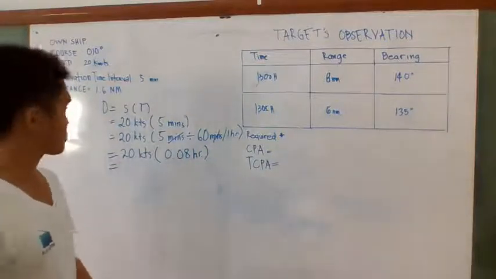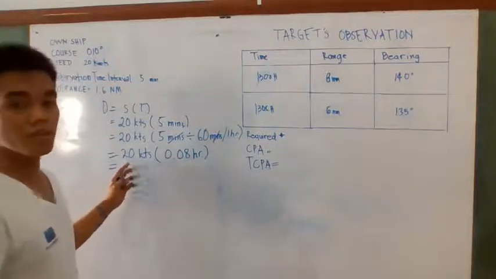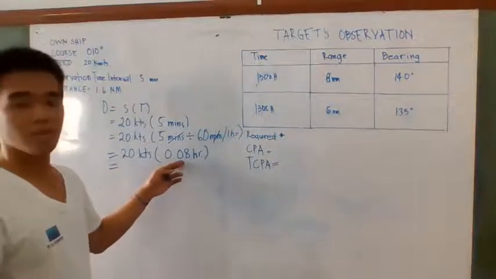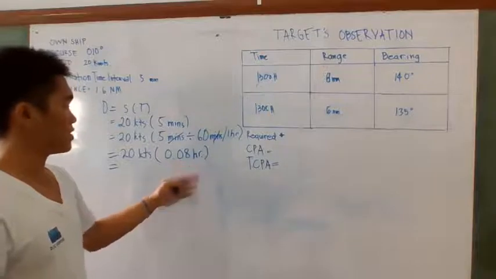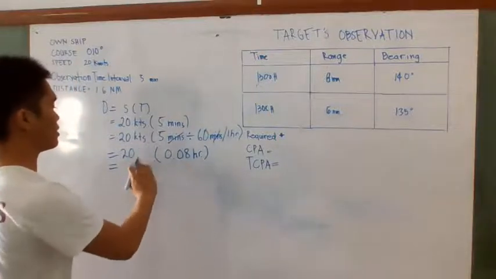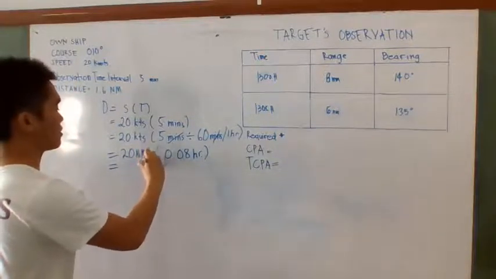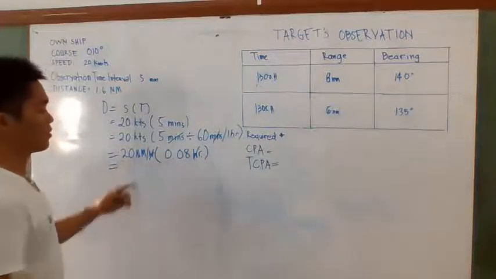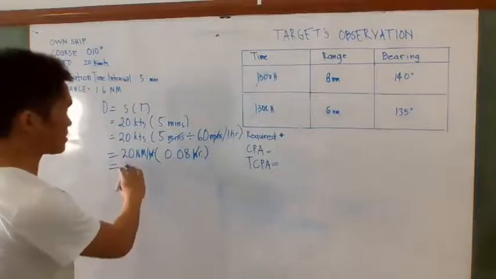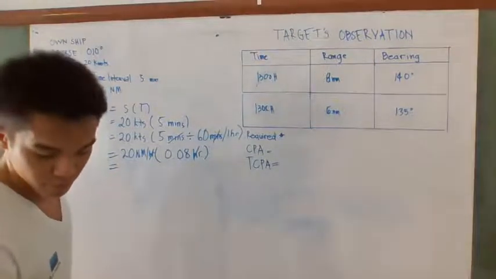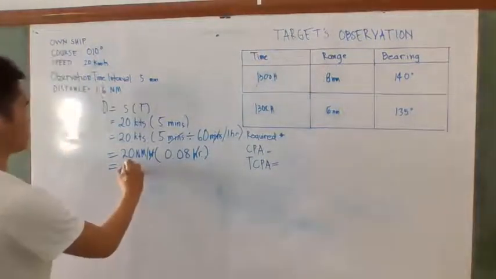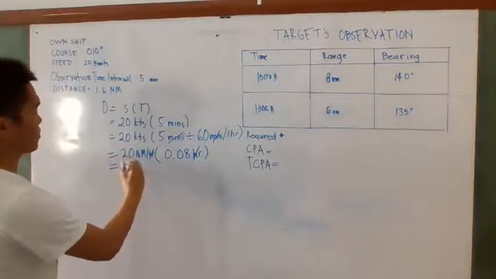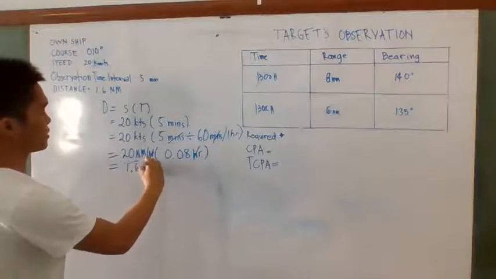Now we will be able to solve for the distance, which is 20 knots or 20 nautical miles per hour multiplied by 0.08 hours. So we will cancel the hour so that there will be only nautical miles left. The answer will be 1.6 nautical miles.